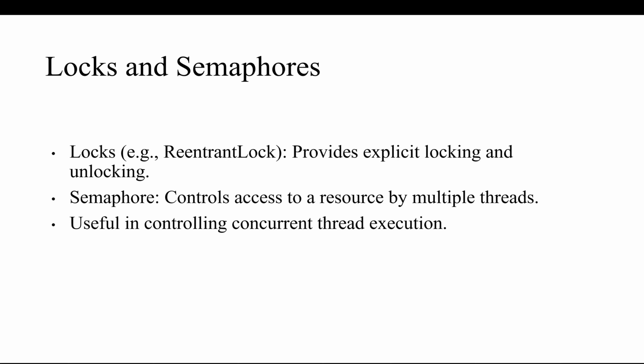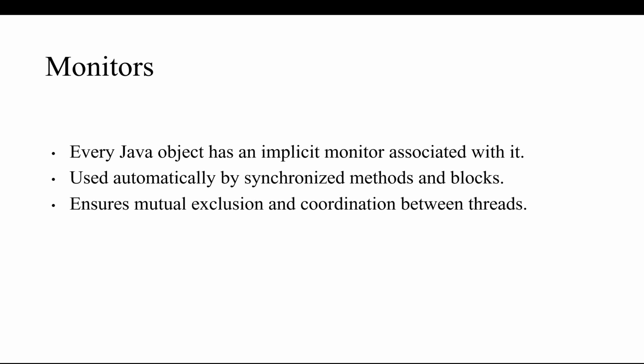Locks such as ReentrantLock provide explicit locking and unlocking mechanisms. They offer more flexibility compared to synchronized methods. Semaphores control access to a resource by multiple threads. They are especially useful when we want to limit the number of threads accessing a resource simultaneously.